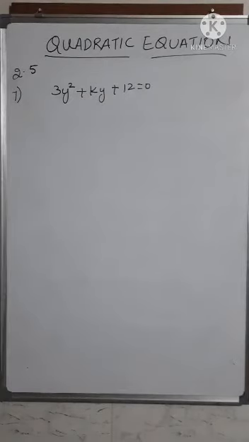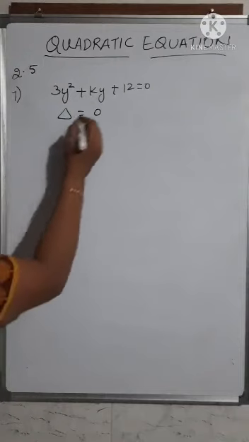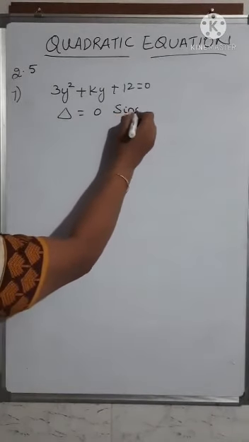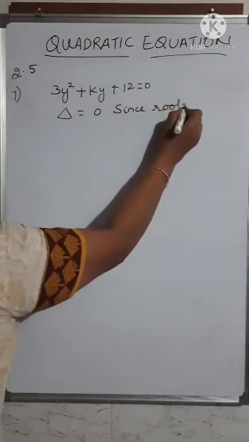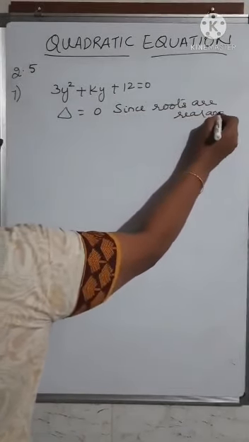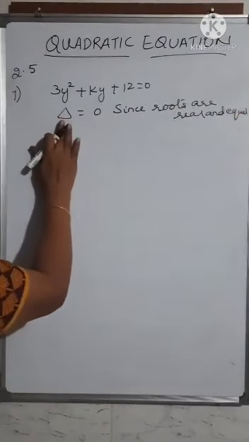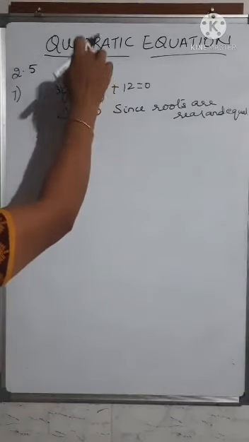So again you have to go back to the concept that you have learned, that is finding out the nature of the roots of the quadratic equation. When the roots of the quadratic equation are real and equal, you have got the value of delta to be equal to 0. Delta is equal to 0 since roots are real and equal. So first find out the delta value, equate it to 0 and find out the value of k.